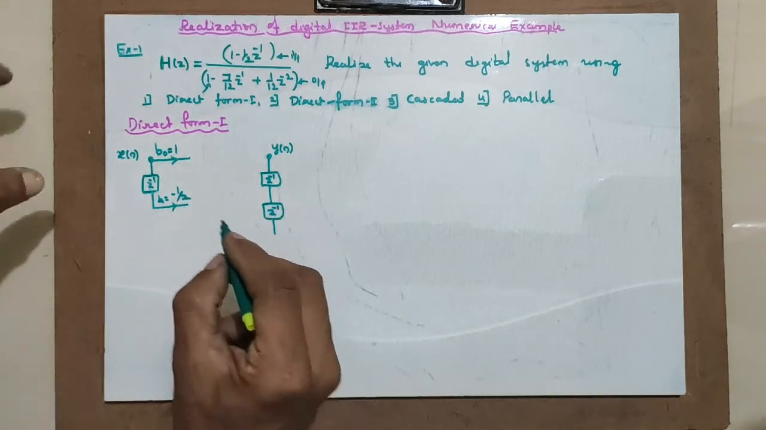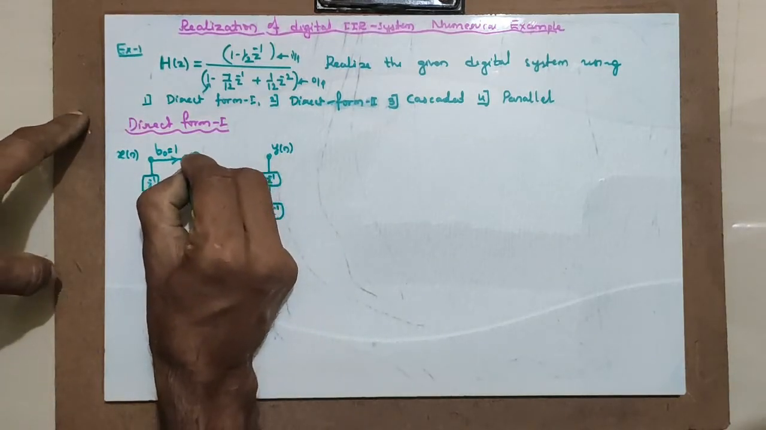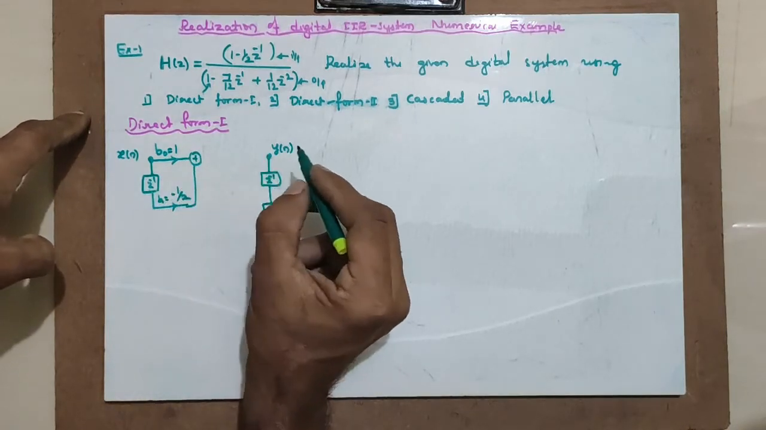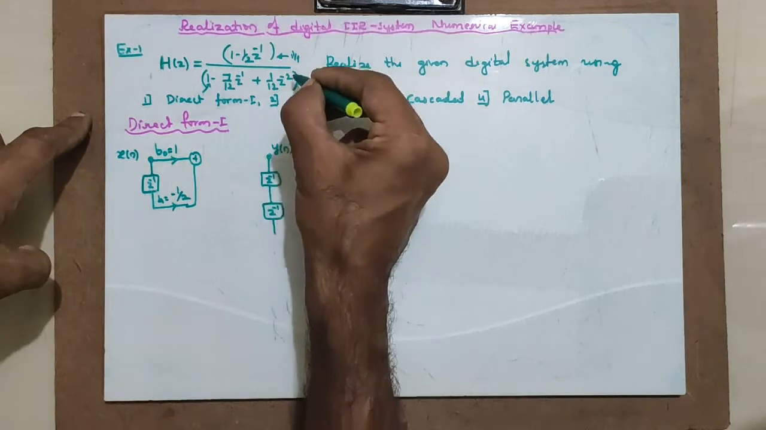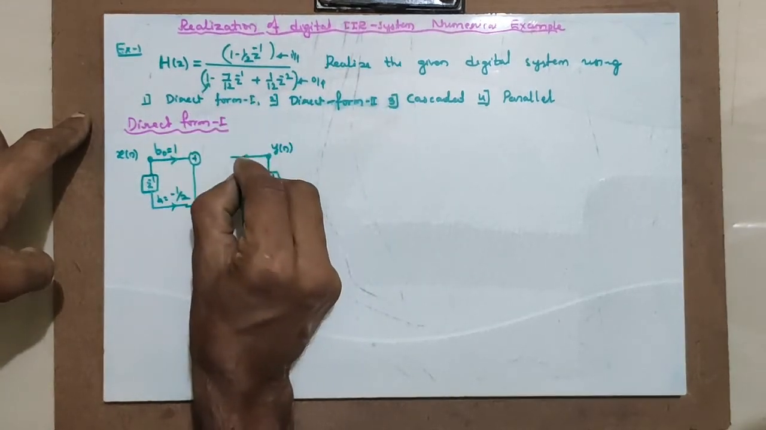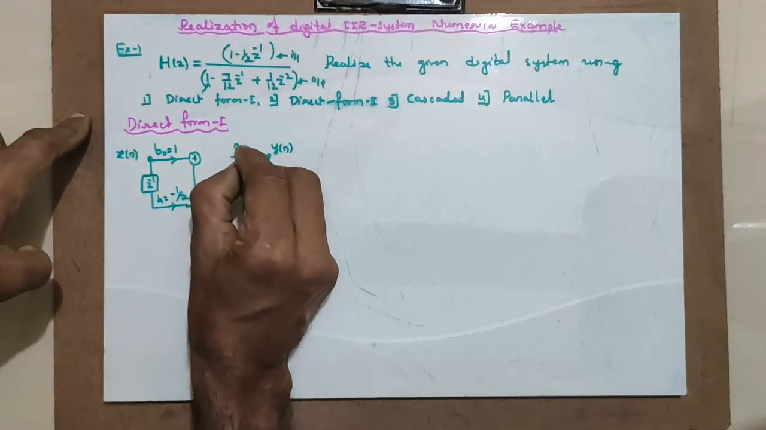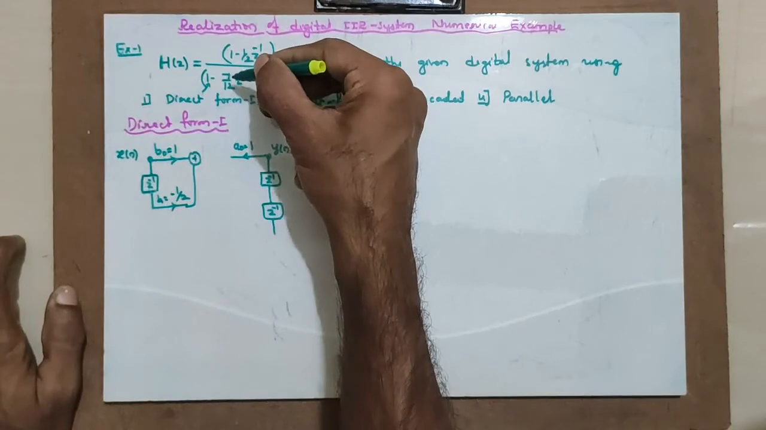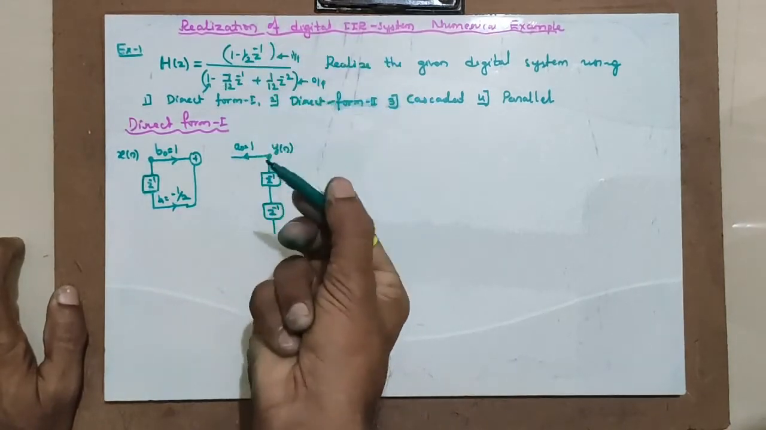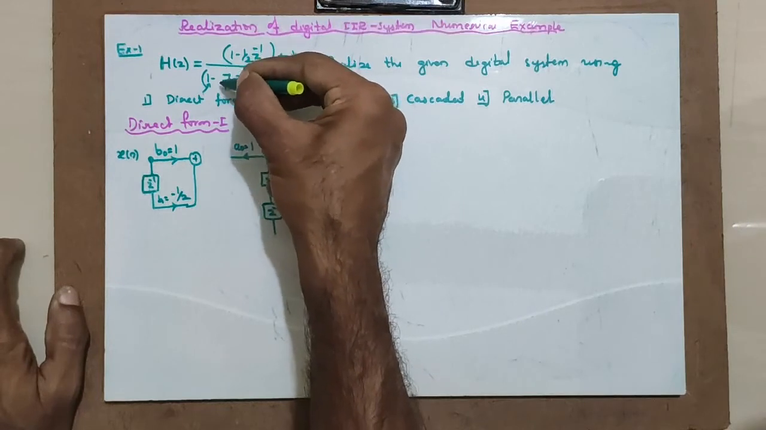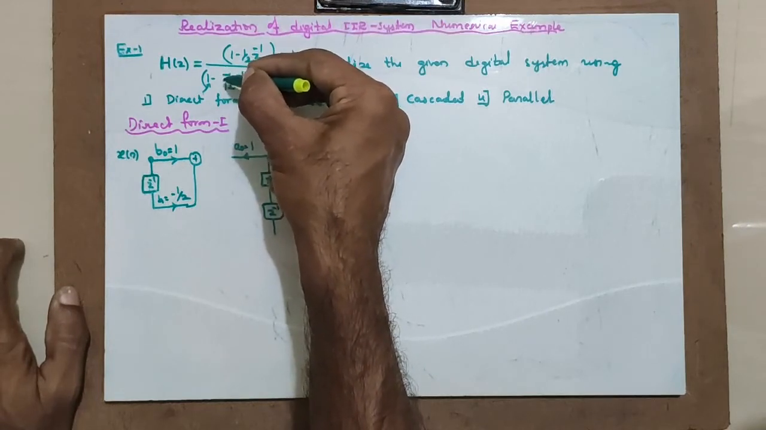Minus 1 by 2, I want one summing here. Similarly, coming to the output side, this is the A0 value. A0 always should be 1. If it is not there, you have to make it 1 by dividing. Then rest all goes to the other side. Hence, whatever values are there, you have to take the negative of that.